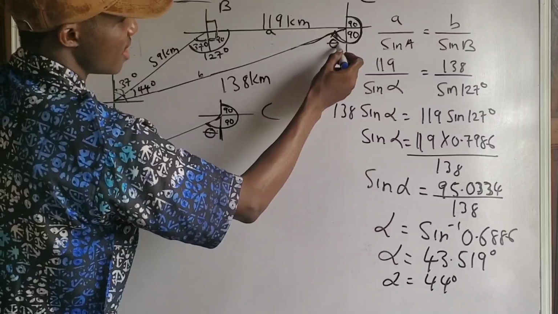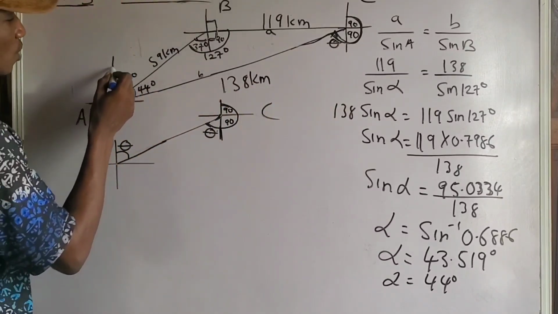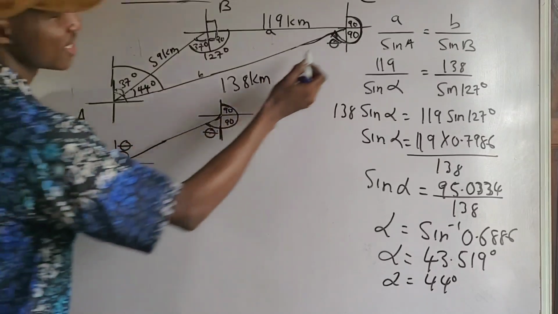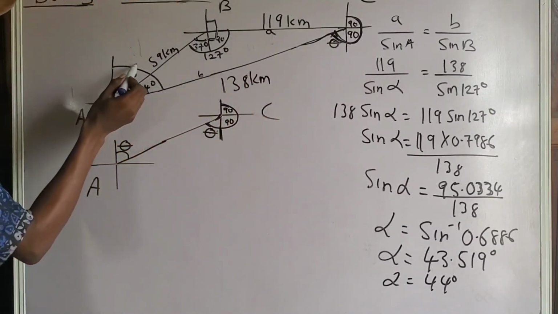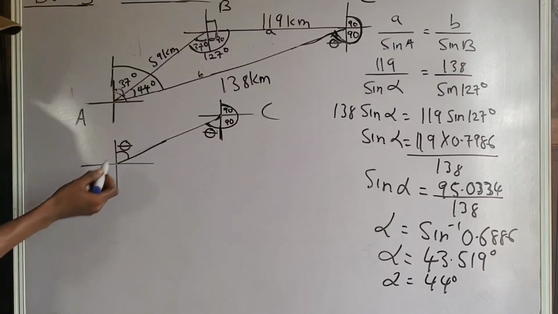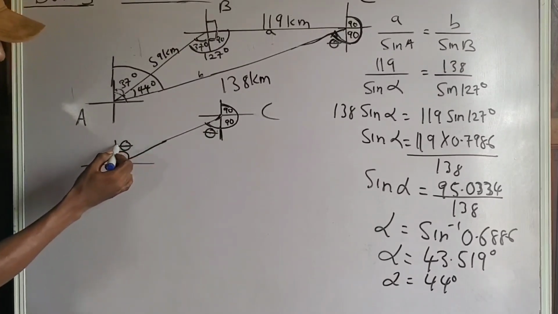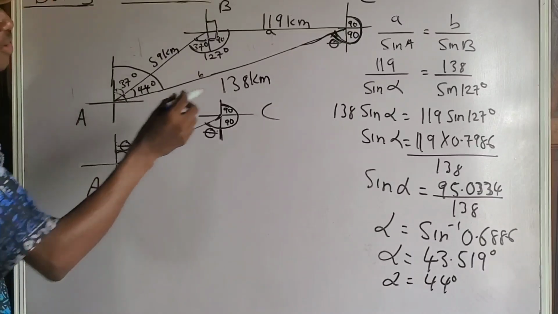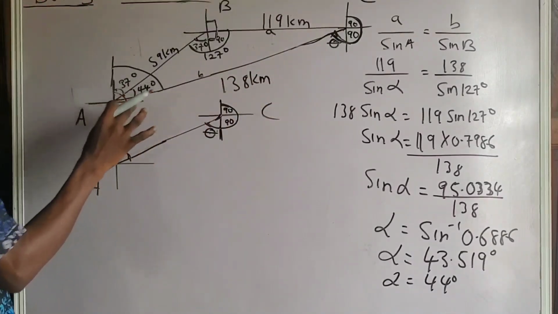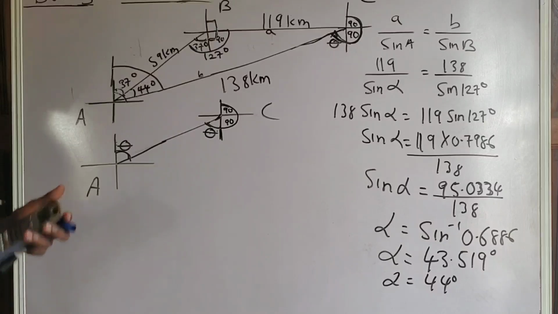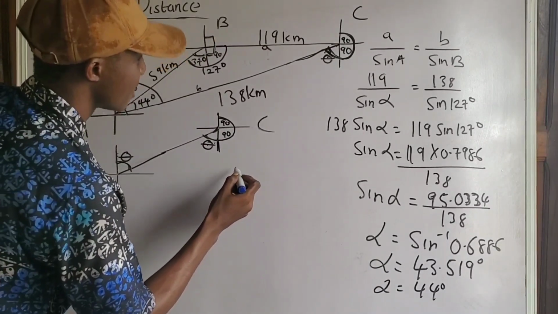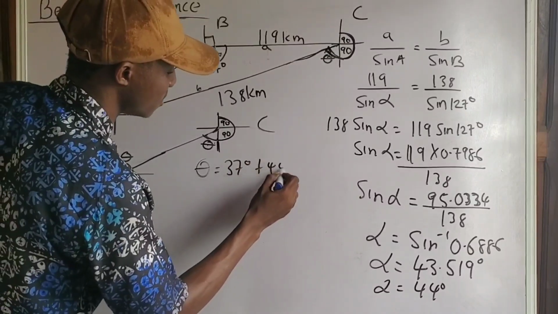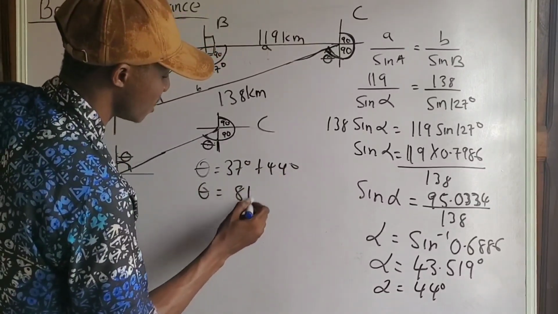This theta that you see here is alternate to the total angle that is here. This theta is alternate to the sum of this angle and this angle. Just like what I have here, this theta is alternate to this angle. So if I want to get the value of theta, I need to sum 37 and 44 degree together. Theta is equal to 37 degree plus 44 degree. Theta is equal to 81 degree.